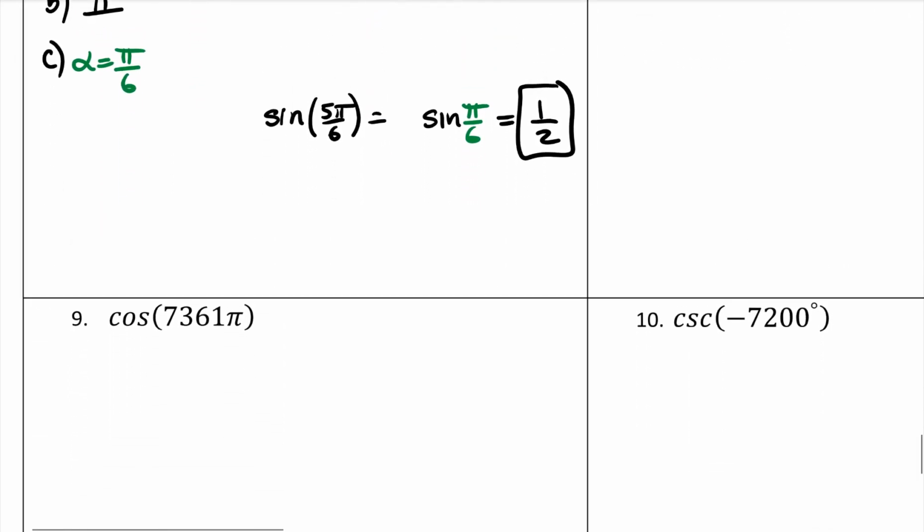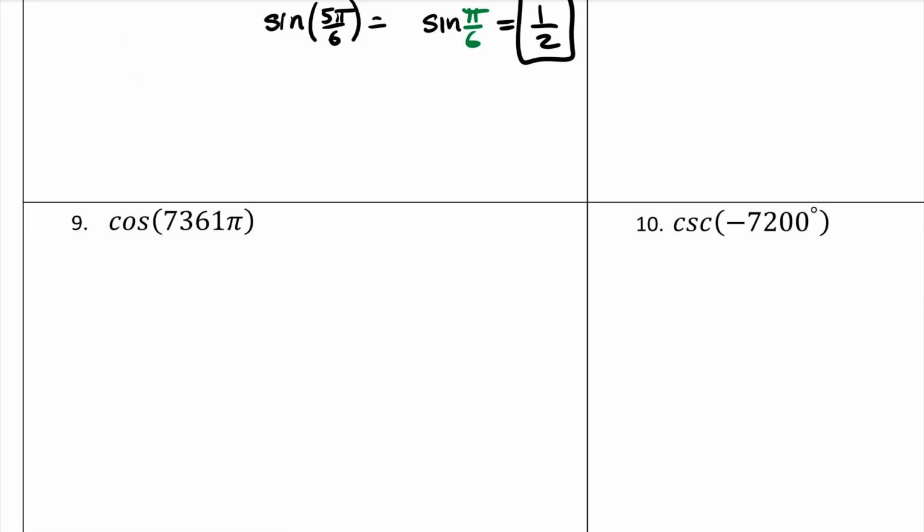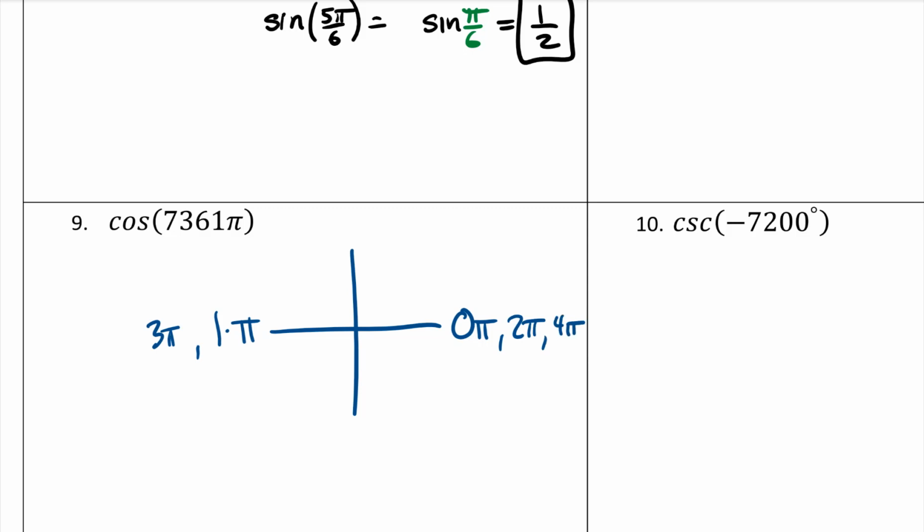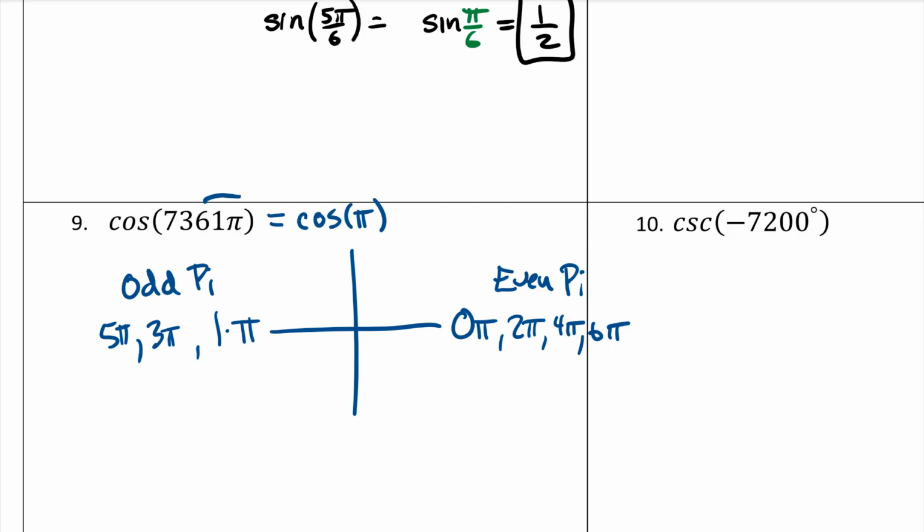And then I got some tricky ones down here, just for those of y'all that like to listen. 0 pi. 1 pi. 2 pi. 3 pi. 4 pi. 5 pi. Do you notice anything? These are even pies. These are odd pies. So isn't this the same thing as cosine of 1 pi? Trick. Trigonometry is not algebra.